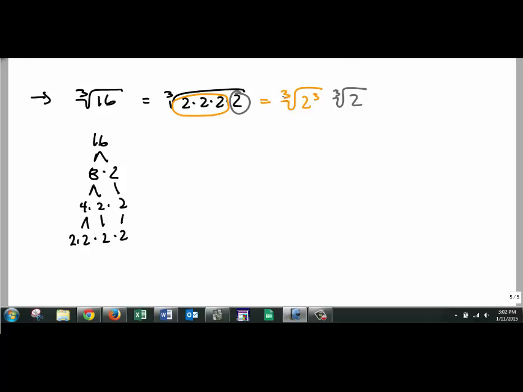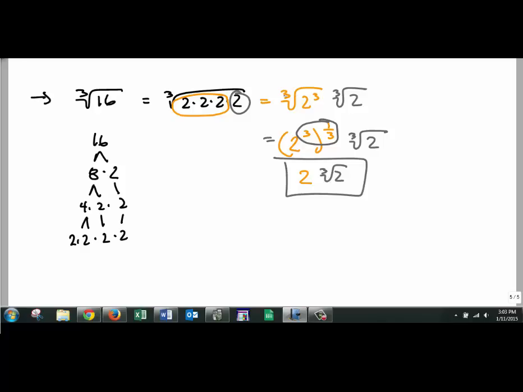Now the cubic root of 2 to the 3rd, these 3's cancel each other, because I will rewrite these, and this would be 2 cubed to the 1/3 times the cubic root of 2. Got to drag that along. Remember, when you raise a power to a power, you multiply the powers. 3 times 1/3 is just 1. So another way we could look at this same problem is if these 3's cancel. The root and the power cancel each other out.